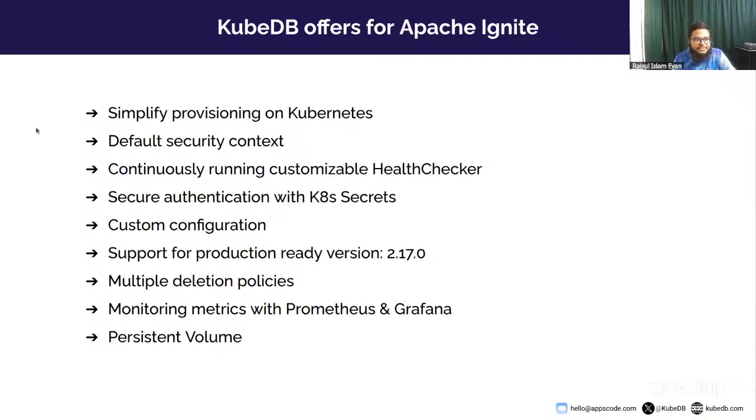Here are various features. It has simple provisioning on Kubernetes. It will set a default security context where you can run all the stuff as a non-root user. It will continuously check the health of the Ignite database within a specific time period. It has secure authentication to the Ignite database using a Kubernetes secret. It provides custom configuration, so you can start the Ignite database using the provided configuration. It supports Ignite version 2.17.0. It supports multiple deletion policies for the Ignite database like halt, do not terminate, delete, and wipeout. It supports monitoring for the database using Prometheus and Grafana. It has persistent volume also.